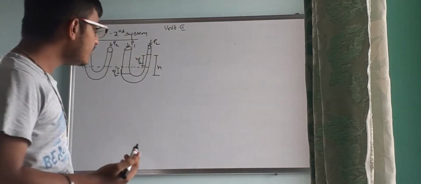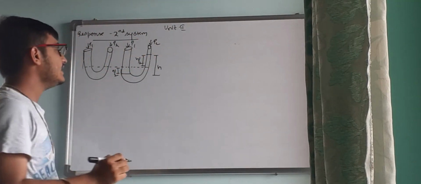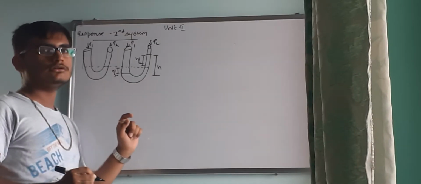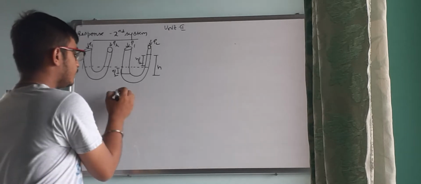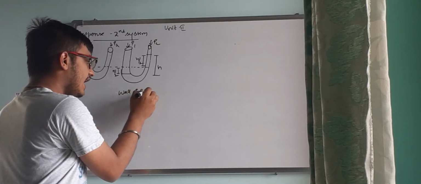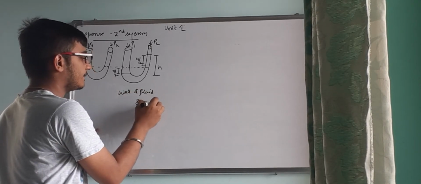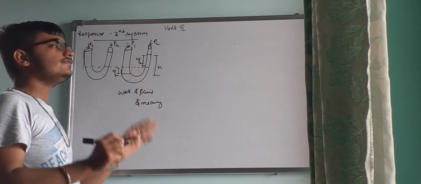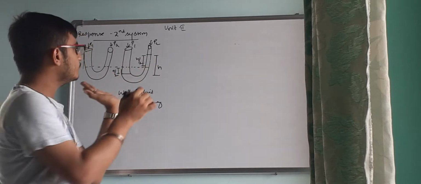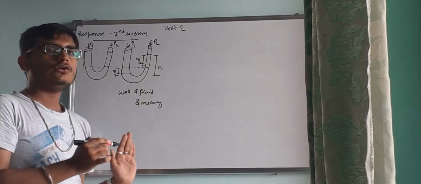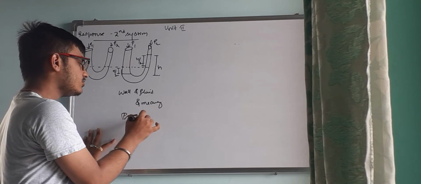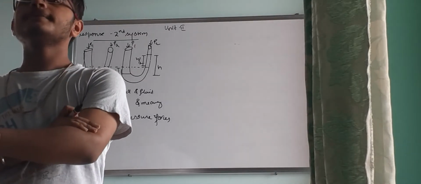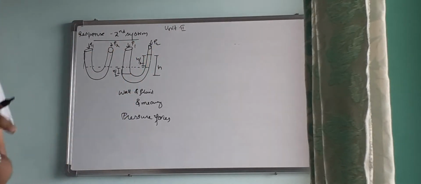Now here there are various frictional forces that are developed between the walls and the fluid, that is the walls and the fluid, and also the mercury. Due to this mercury and due to this fluid, there will be a frictional force developed due to the wall of this U-tube manometer. Okay, and there are pressure forces also acting. So there are various forces acting on this U-tube manometer.